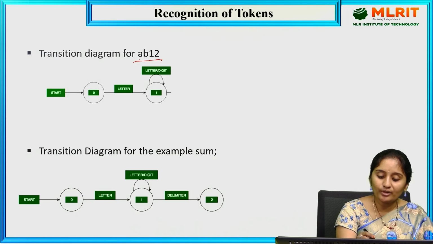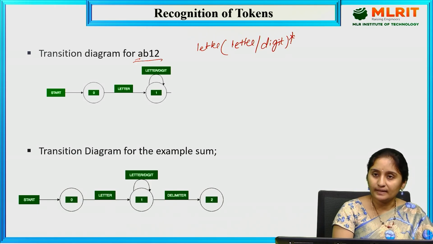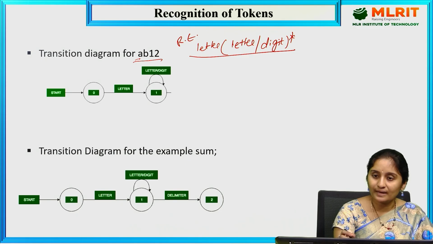What I am going to have first is a letter. And what is the regular expression for this transition? Letter, followed by (letter or digit) whole star. So this is the regular expression for this identifier. How can I draw the transition diagram for it?